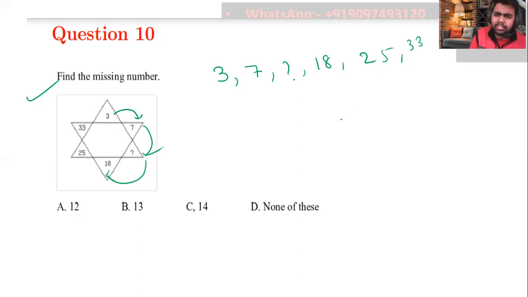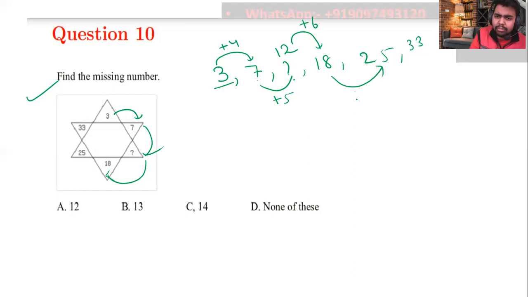Try to find the relation. What can we do to 3 so that we get 7? See here, can I add plus 4? I don't know what the relation is, so check once. If I'm adding plus 4 here, I should write plus 5 here. So 7 plus 5 would be 12. Right. And again, see, it is following the pattern. Here again, I have to add plus 6.